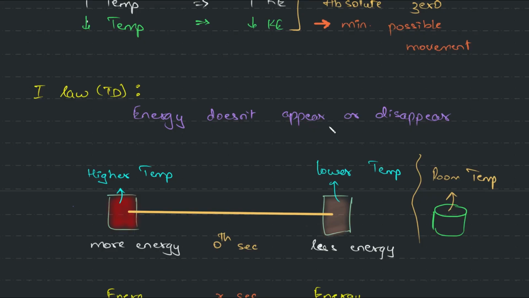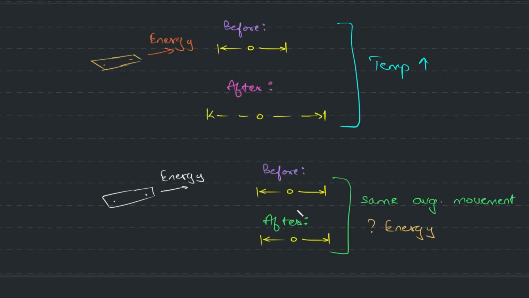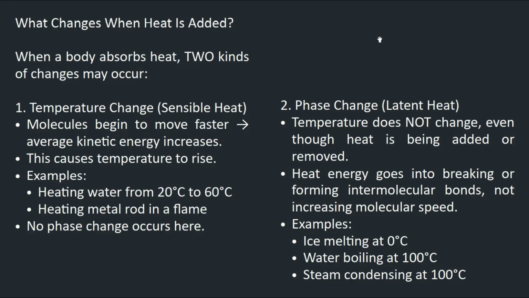Energy does not appear or disappear. So if that is the case, and we are not seeing movement, what's happening? Well, this energy is used in breaking of bonds. So heat energy goes into breaking or forming intermolecular bonds, even forming actually. So this leads to no increase in molecular speed. So ice melting at 0 degrees Celsius, water boiling at 100 degrees Celsius, we'll see all of this.